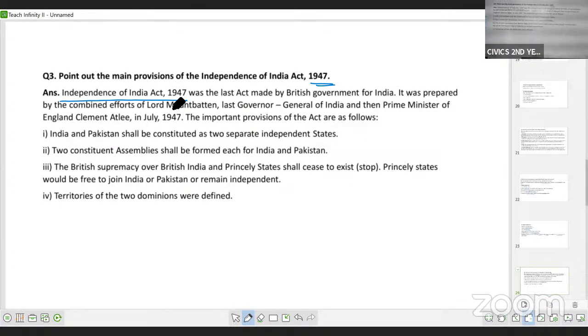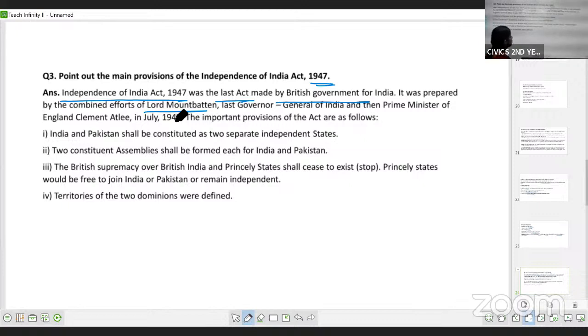Independence of India Act 1947. It was the last act made by the British government for India. Okay, British government made the Independence of India Act 1947, and this was the last act. After that, India became independent, and this act was prepared by Lord Mountbatten. He was the Governor General of India.